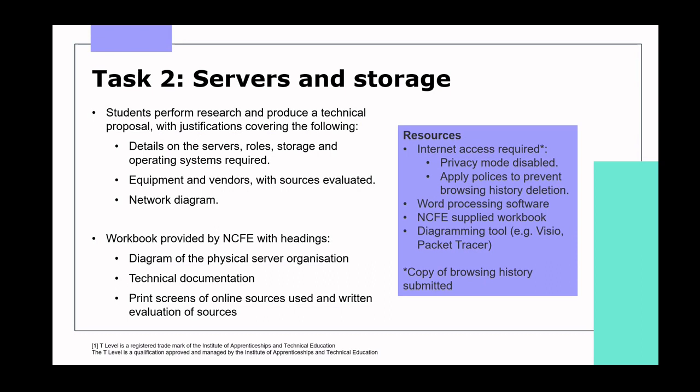Internet access is permitted for the purposes of research, and it should only be for the purposes in the brief. So that is for performing that research, going on to manufacturers' websites, looking up specifications, things like that. Privacy mode should be disabled, and a copy of their browsing history is also submitted. And for this, students also need to produce a network diagram for the proposal. For this one, it will just be a screenshot. It doesn't need to be the actual Packet Tracer file, for example. But obviously they will need access to an appropriate tool like Packet Tracer to do that network diagram.